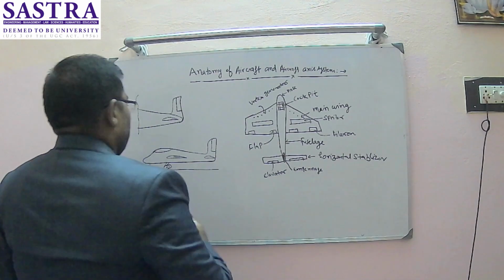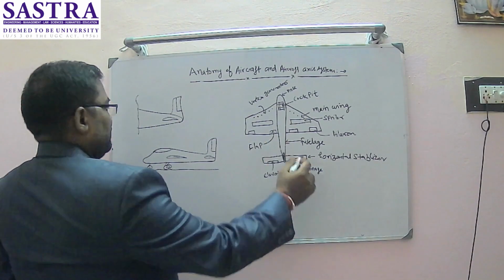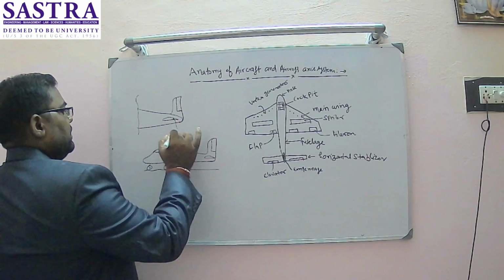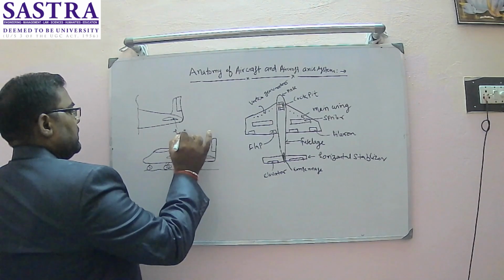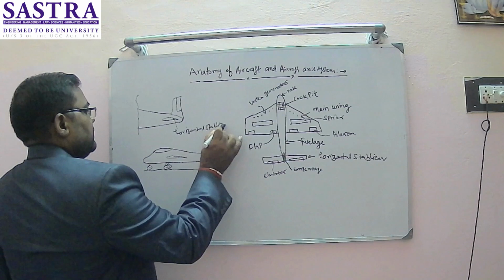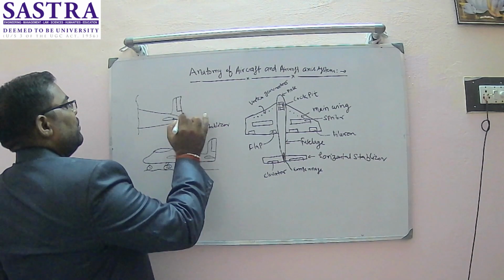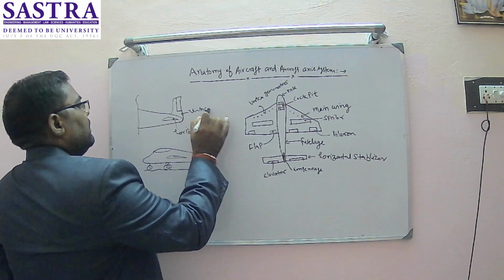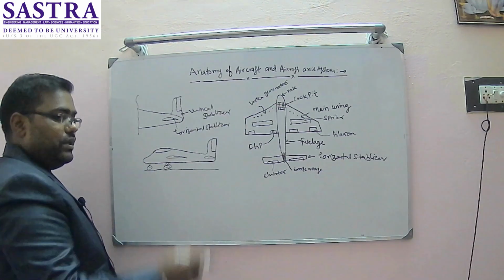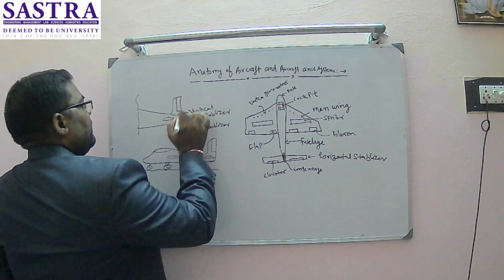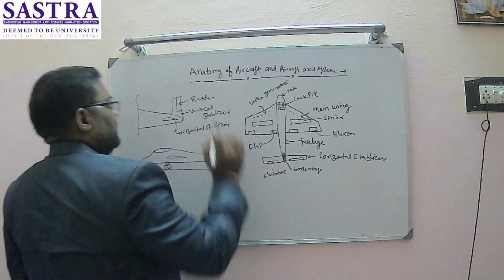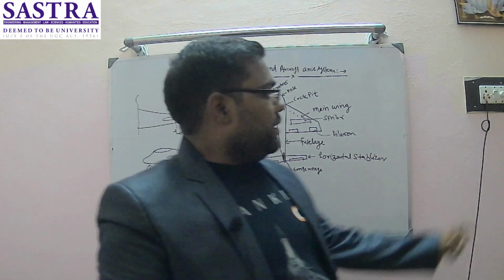If we come to the side view, particularly in the empennage section, this is the horizontal stabilizer, as usual. This is known as the vertical stabilizer. On the vertical stabilizer, you will get a moving control surface, which is known as a rudder.